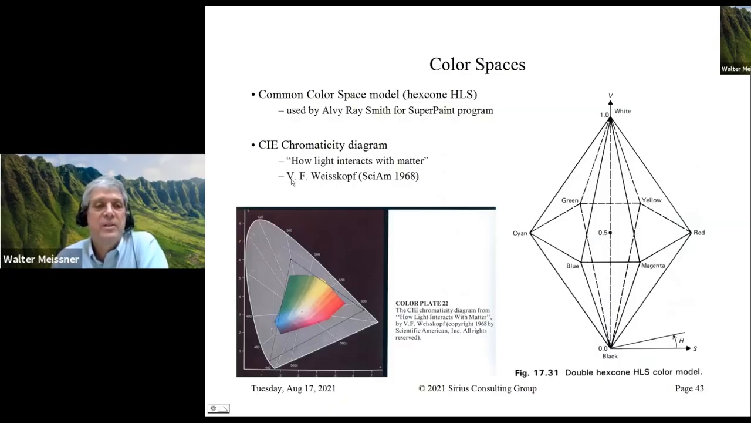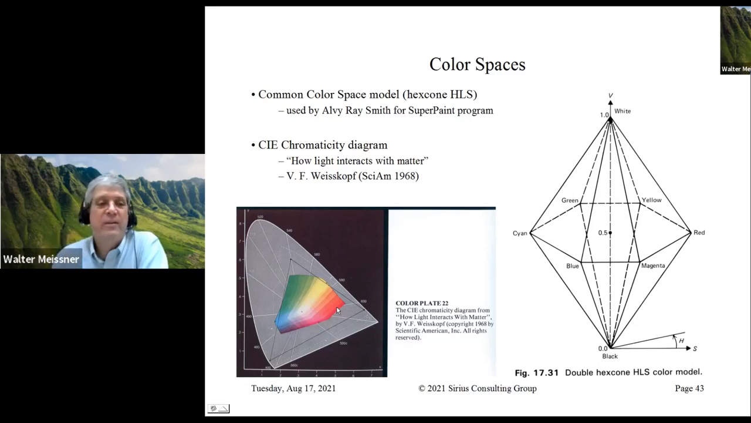Back in 1968, there's a physicist, Victor Weisskopf, who wrote an article, How Light Interacts with Matter, and he came up with this diagram. This is something that Griff Smith covered in his color spaces talk. This is the CIE chromaticity diagram. The white edge here is what the human eye sees. This black triangle here is the RGB color space. And when he wrote this article, he determined that what's really important is this area here, within the RGB color space, and that's all that's needed.